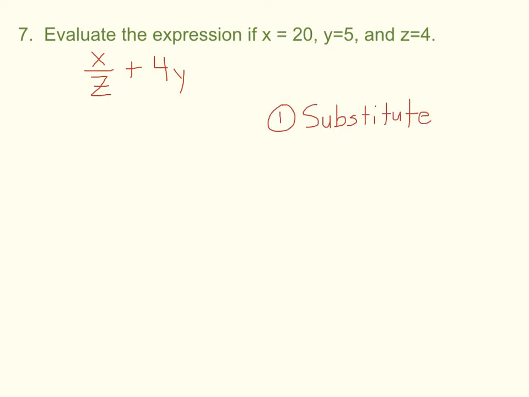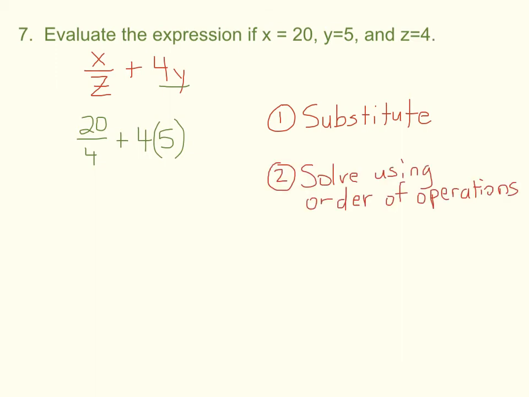So in place of x, I'm going to put the number 20. In place of z, I'm going to put the number 4. And in place of y, I'm going to put the number 5. Now 4y means 4 times 5, so I'm going to use parentheses to indicate multiplication. Anytime you have a number right beside a variable, a letter, a variable is just an unknown quantity. So 4y means 4 times whatever y is, and in this case y is 5.